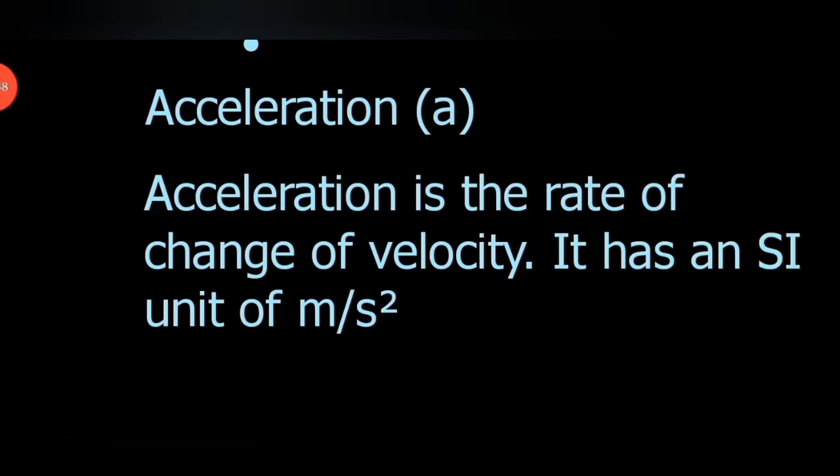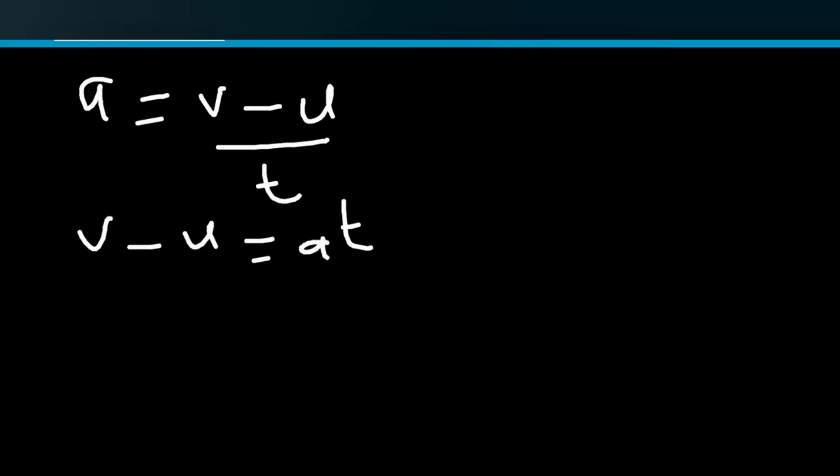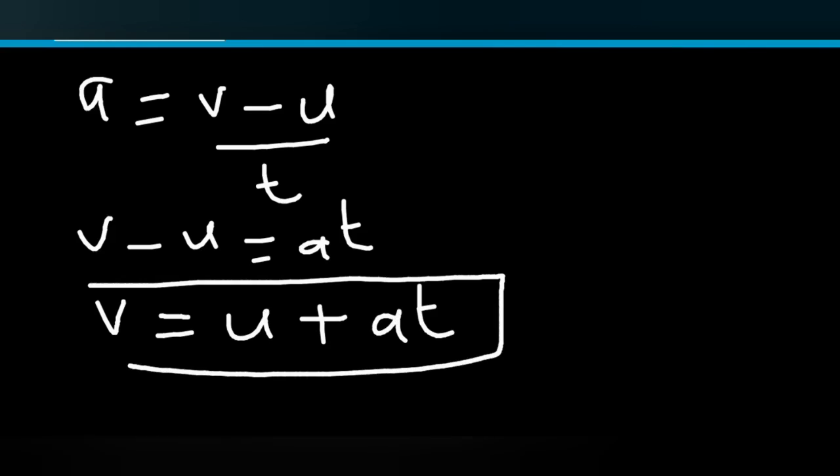Also recall that acceleration a is defined as the rate of change of velocity. Thus we have a equals (v minus u) divided by t. And if we rearrange this, we shall have v minus u equal to at. Making v the subject of the formula, we have v equals u plus at, which gives the second equation of motion.